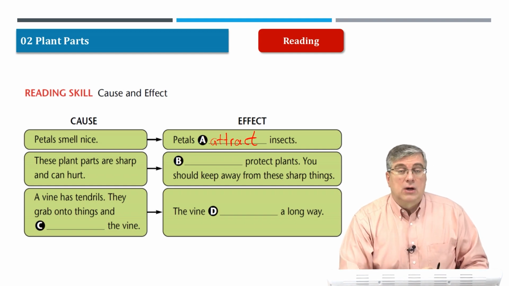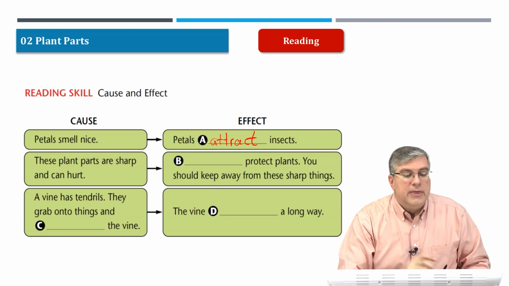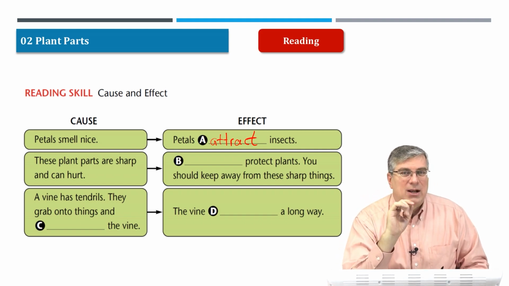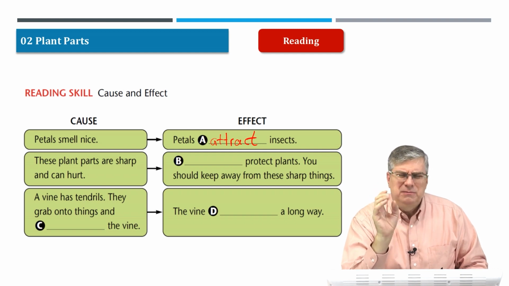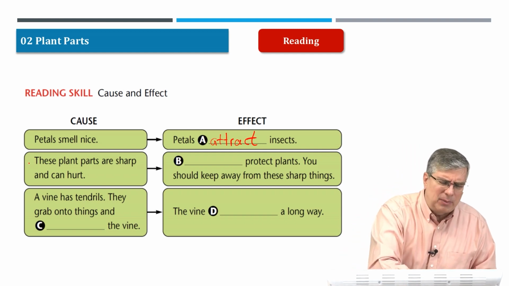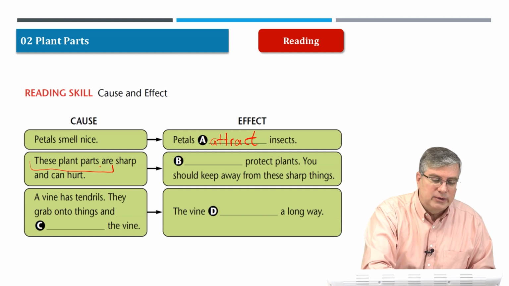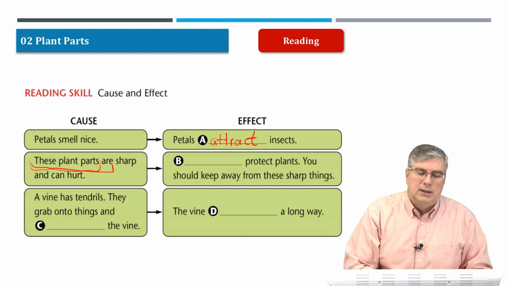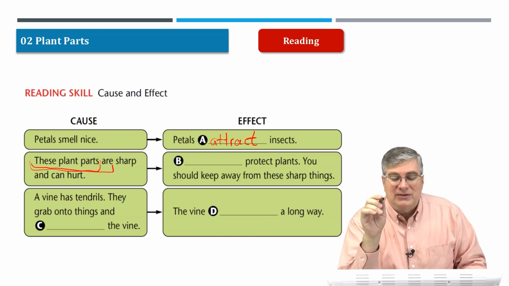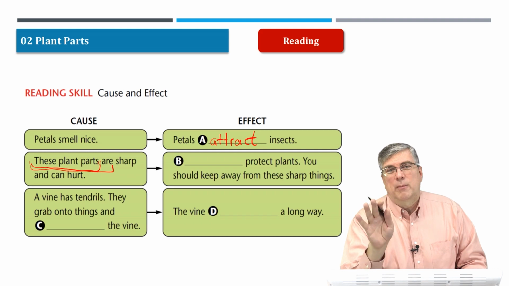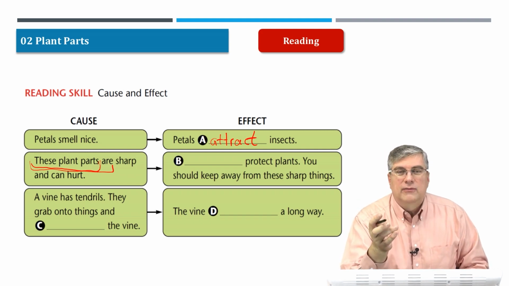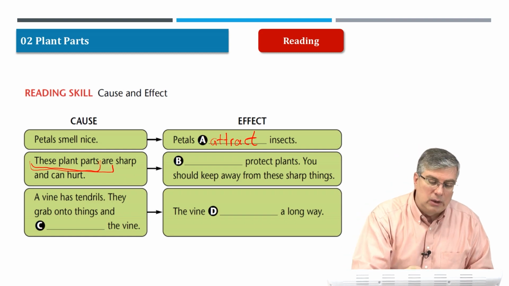Okay, the next cause, number 2. These plant parts are sharp and can hurt. These plant parts, that's a clue, right? What plant parts? What are they talking about here? Right there. These plant parts are sharp and they can hurt, right? They protect plants. You should keep away from sharp things, right? So what are the plants that are sharp? Of course, those are thorns.